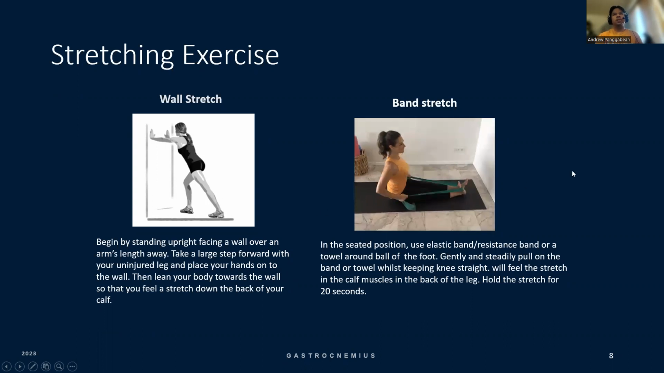And the second one is the band stretch. You can use any band, an elastic band, or a towel if you can. What you do is gently and steadily pull on the band or towel, keeping the knee straight. And then you just stretch your leg like the example in this picture. And then you will feel the stretch in the calf muscle in the back of the leg. You can do any number of repetitions, or you can hold the stretch for 20 seconds or more if you want.